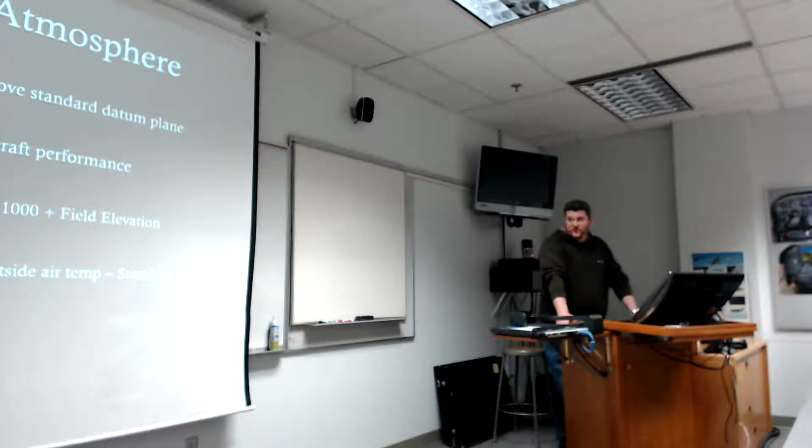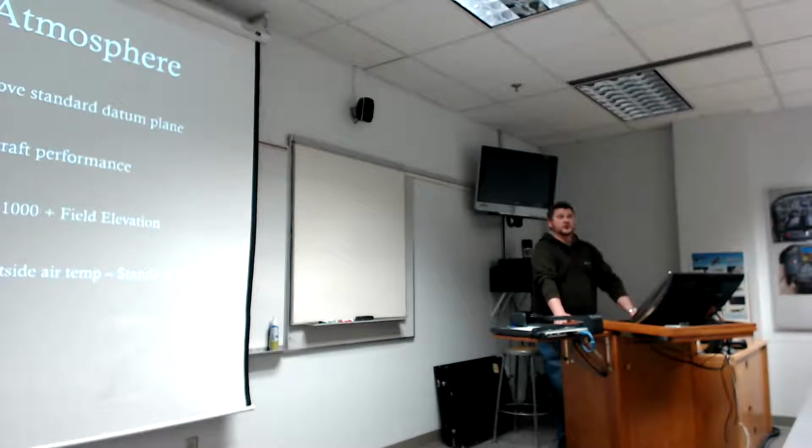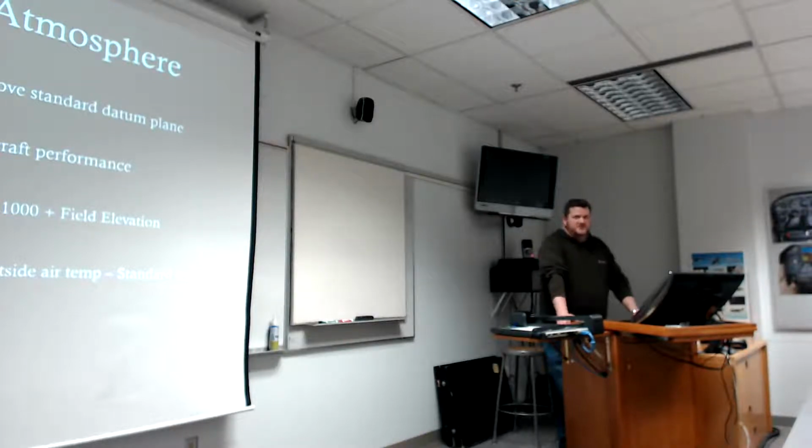That's a formula you're going to want to remember, because you're going to use that a lot on the written test. You're also going to want to know it because you have to use it to calculate the next number. And this is the most important number. It's density altitude. Density altitude is pressure altitude corrected for non-standard temperature. So it's pressure altitude plus 120 times your outside air temperature minus the standard temperature.